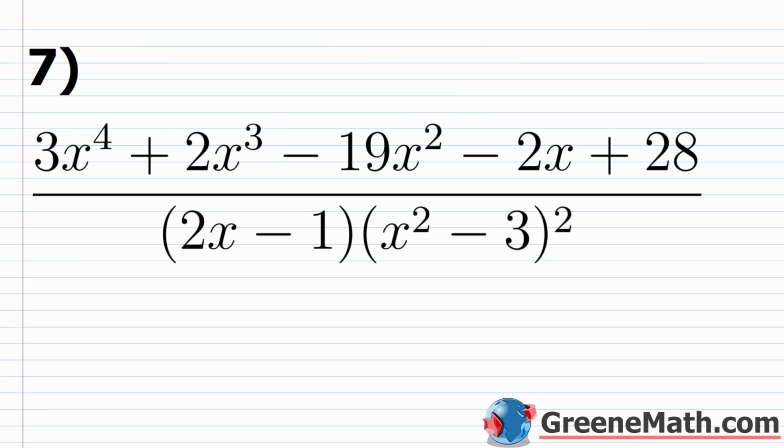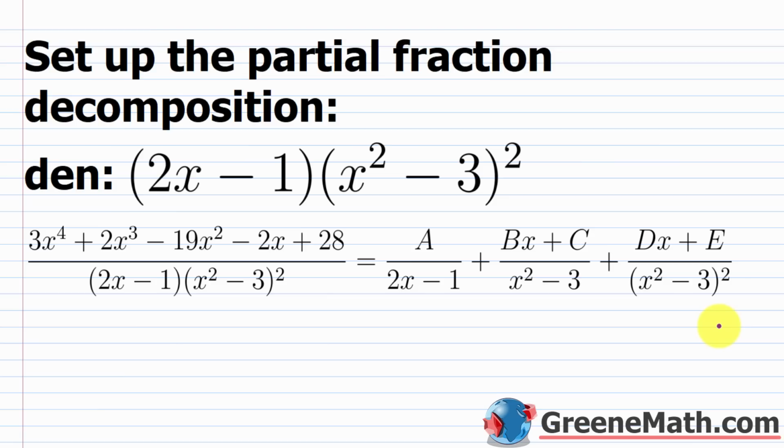So coming back up, you would say the degree down here is 5. The degree up here is 4. So this is a proper fraction. Okay, since the denominator is already factored for us, we don't have to do that. We can just go straight into setting up the partial fraction decomposition.